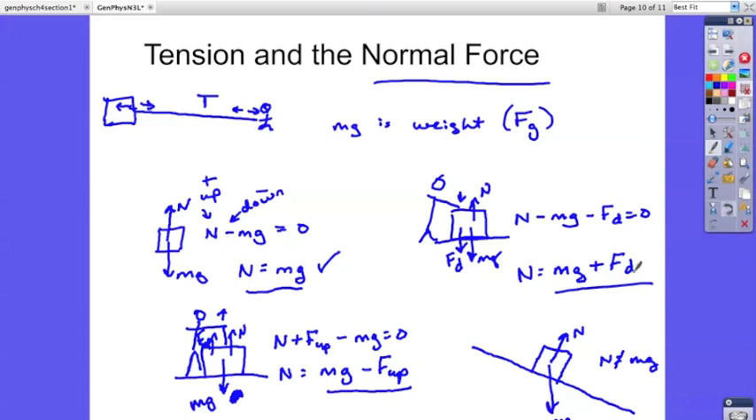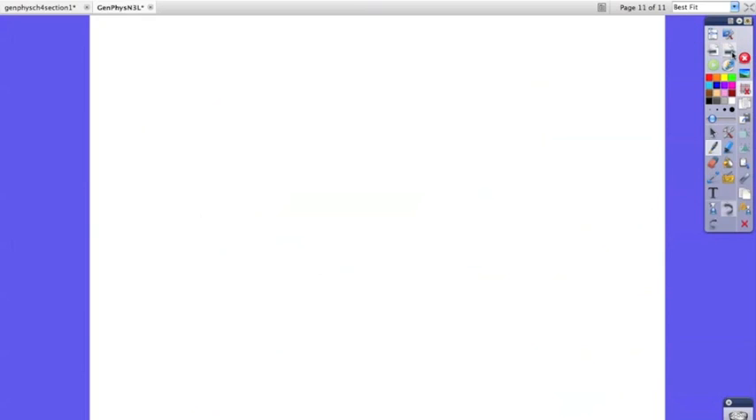It can be greater if there's an additional downward force. It can be less if there's an added upward force. And it can be off at a different direction if your object's on an incline. And that is the end of our Newton's third law lecture.